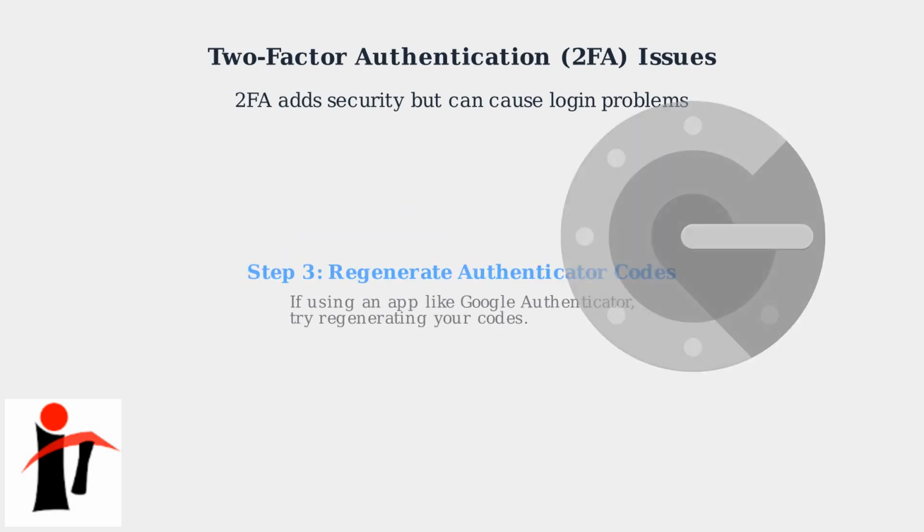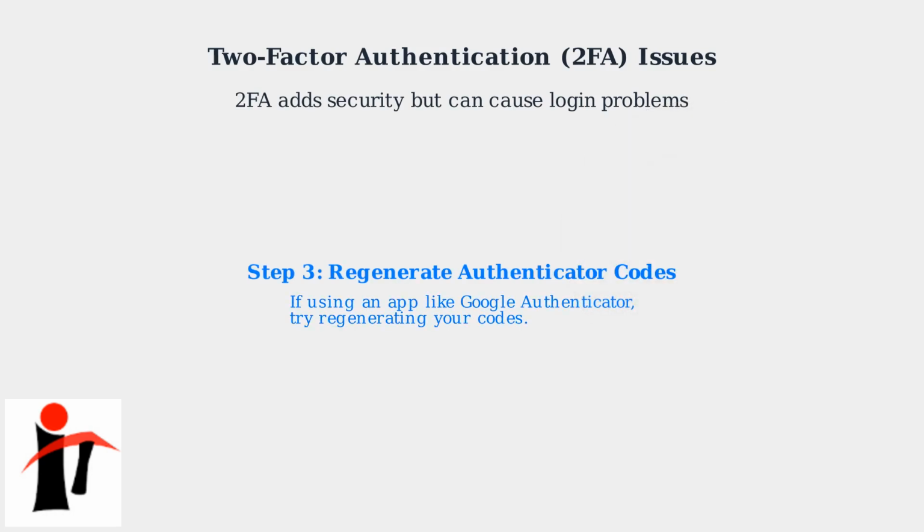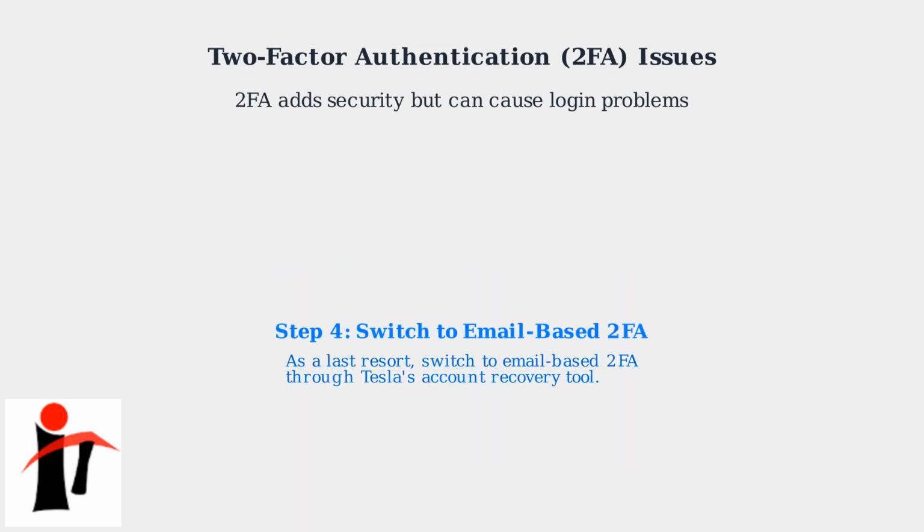If you're using an authenticator app like Google Authenticator, try regenerating your backup codes. This can resolve synchronization issues. As a last resort, attempt switching to email-based 2FA if possible through Tesla's account recovery tool. This provides an alternative method for verification.